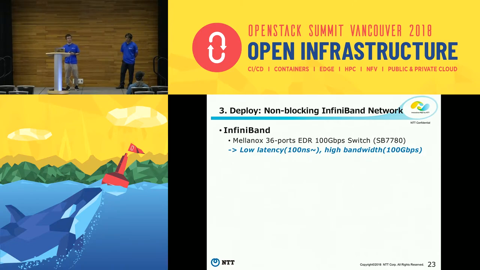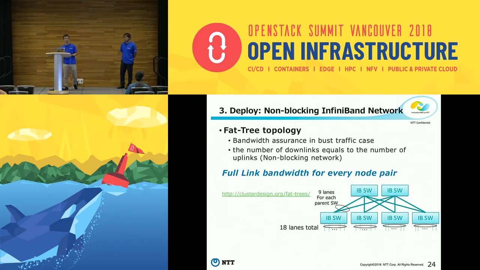So, to ensure high performance, we chose InfiniBand from Mellanox. The switch has 36 ports, and each port ensures 100 Gbps. That is much faster than common 10 Gbps Ethernet. It also achieves low latency of around 100 nanoseconds. That's really nice hardware to employ. However, employing InfiniBand alone is not enough, because we need to consider the network topology. That's because we want to scale out the GPU servers.